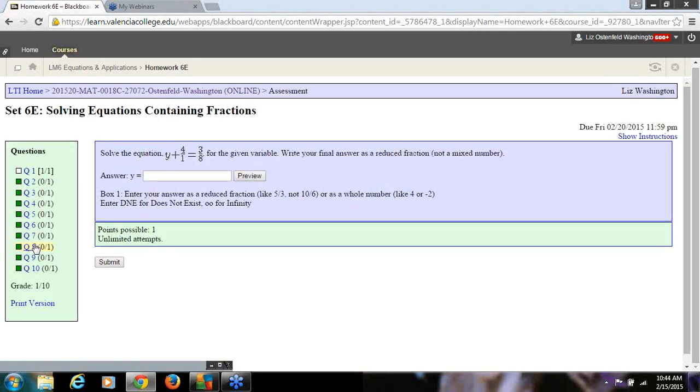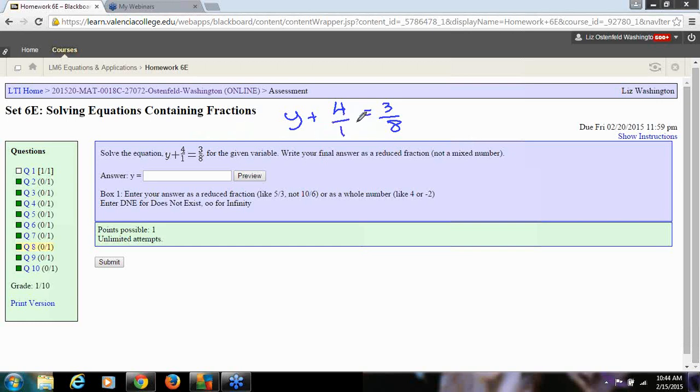It's kind of the same. I mean, this one, I think it's trying to make you think it's different. You see how it wrote y plus 4 over 1? I mean, really, that's just y plus 4, right? Equals 3 over 8. If I were to look at these two denominators, what number would I choose to multiply by? 8, exactly. Don't let this confuse you.